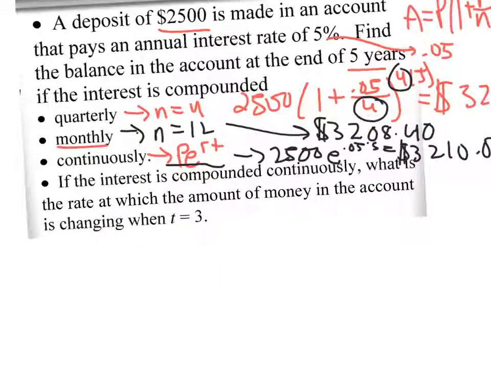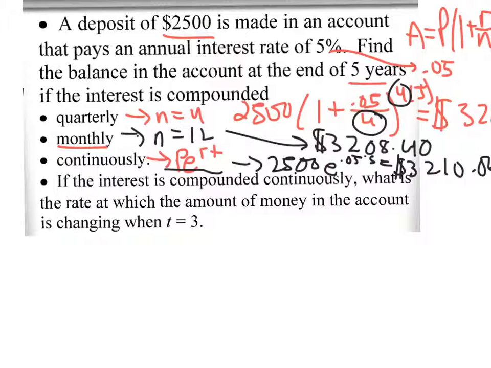Okay, if the interest is compounded continuously, what is the rate at which the amount of money in the account is changing when t equals 3? So keywords here: rate at which the amount of money is changing. What is that? Yes, it is the derivative. Okay, so using the values that we have in PERT, so A equals P e to the rt, when t equals 3, we're going to save for after we take the derivative.